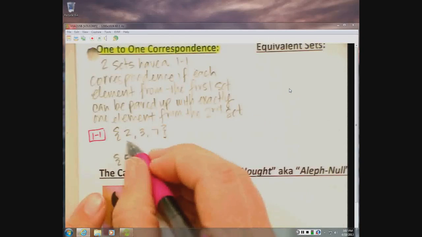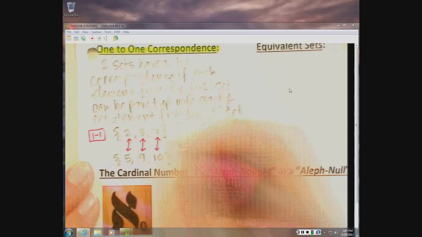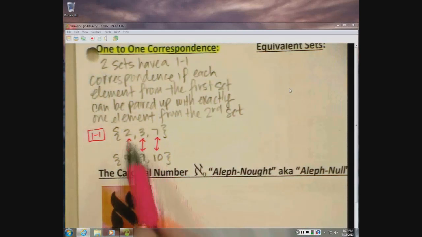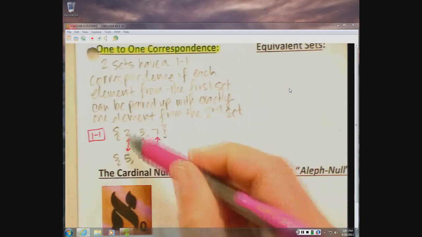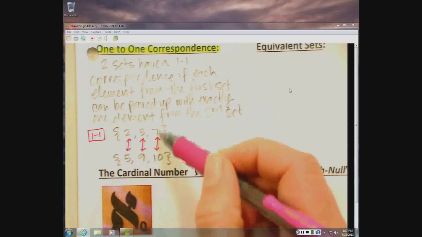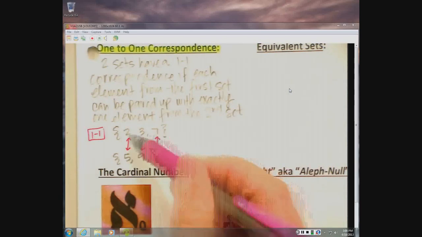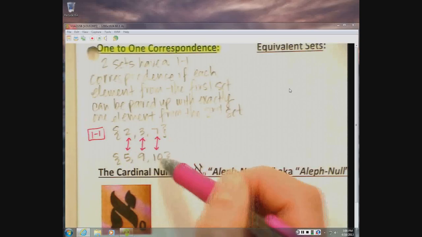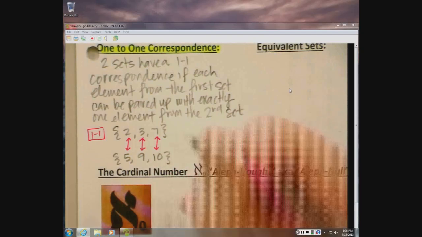And if everybody who shows up for speed dating finds somebody who they believe is their soulmate, and this person thinks that the other person is also their soulmate, then these two are a pair. These two go together, these two go together, and these two go together. If every single person from one set finds a partner in the other set, and it's exactly one partner, then we have a one-to-one correspondence.